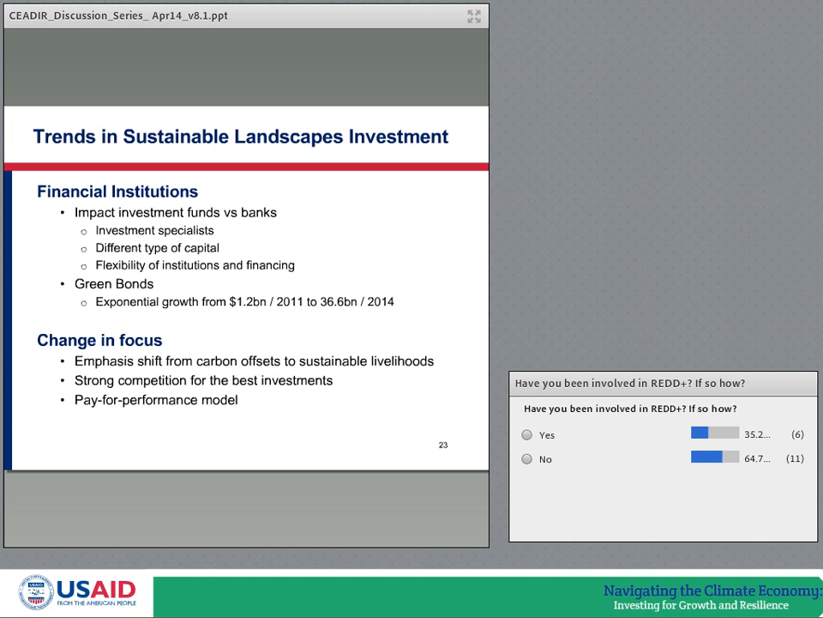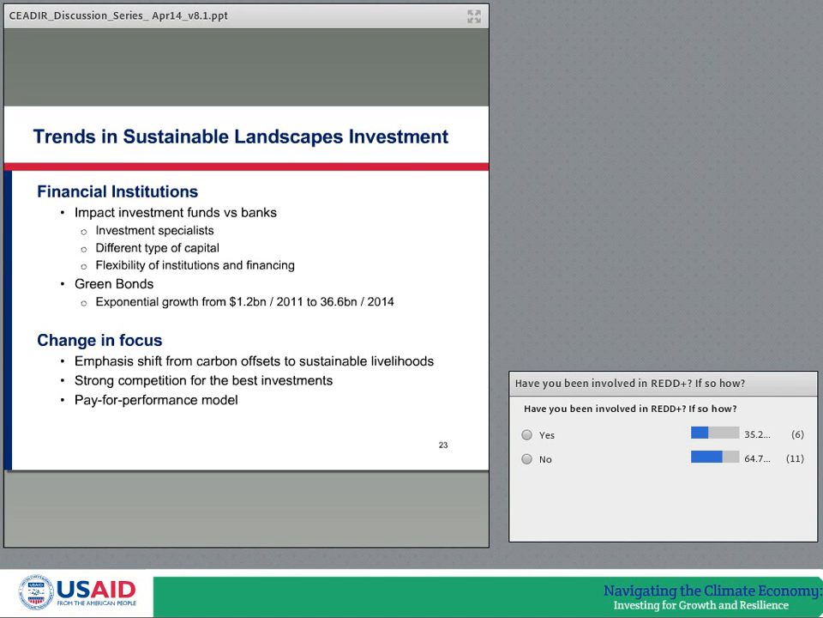It's early days for sustainable landscapes. But what they're looking to do is try and grow that. They have a working group around that. Actually, through our CEADIR program, we're trying to look into the potential pipeline and enabling environment in some countries to try and wrap a green bond around some of these projects.